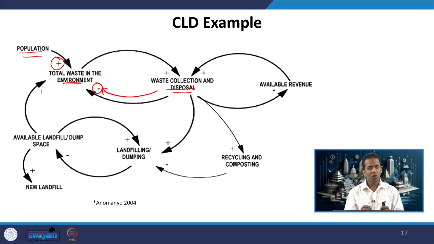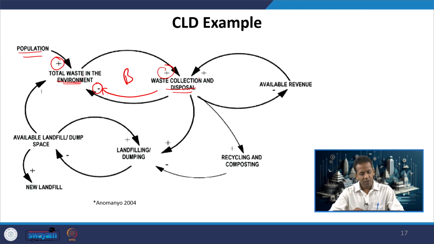So, what kind of loop is it? Balancing loop. Earlier we had more waste because of more population, so we could do more collection and disposal. But the moment we do more collection and disposal, the amount of total waste in the environment reduced. So, that is why this has a positive and this has a negative impact. So, it is a balancing loop kind of thing.